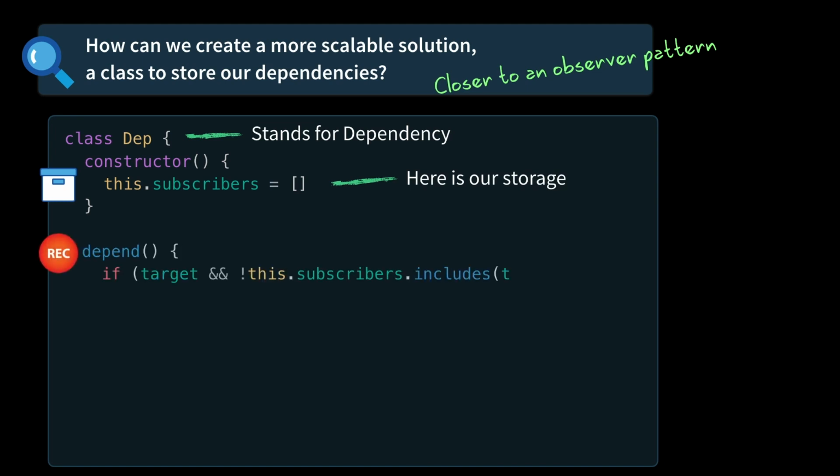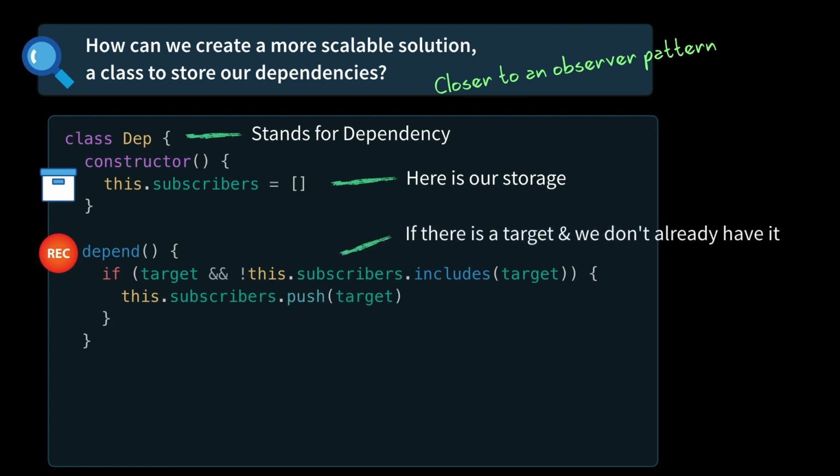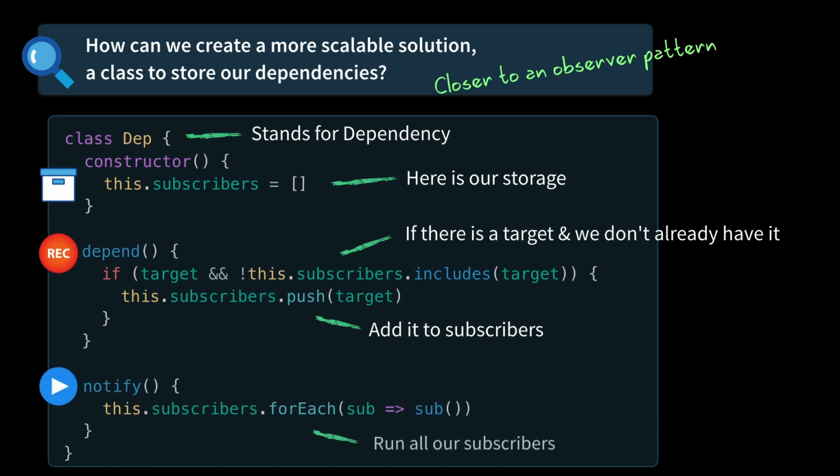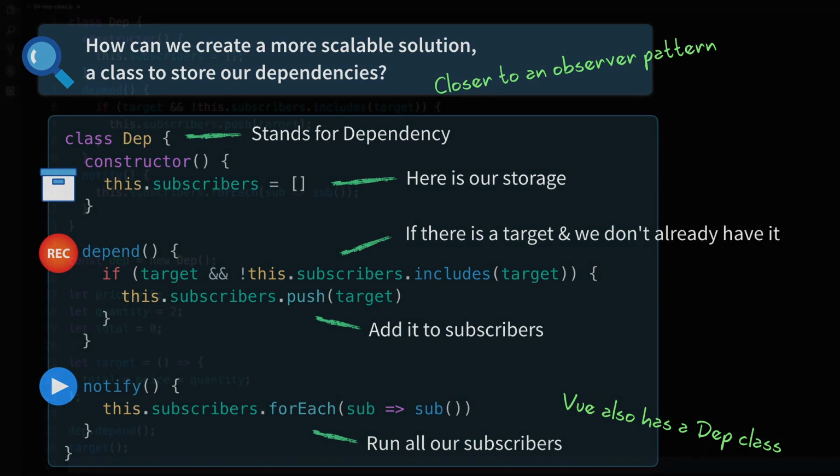Then to save our target, we'll create a depend function. First checking to see if our target exists, and if it's not already inside of our subscribers array, we'll go ahead and add our target into our subscribers. The depend function is replacing our record function from earlier. Then the notify function will replace our replay function, going through each of our subscribers and running them. Just some foreshadowing here. Vue also has a Dep class, which kind of mimics this functionality, which we'll see later.